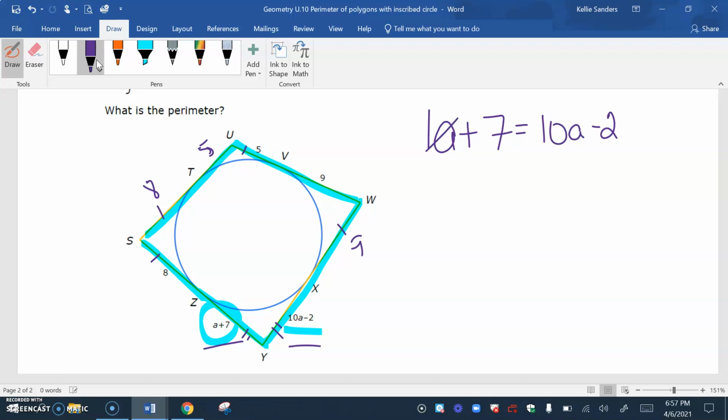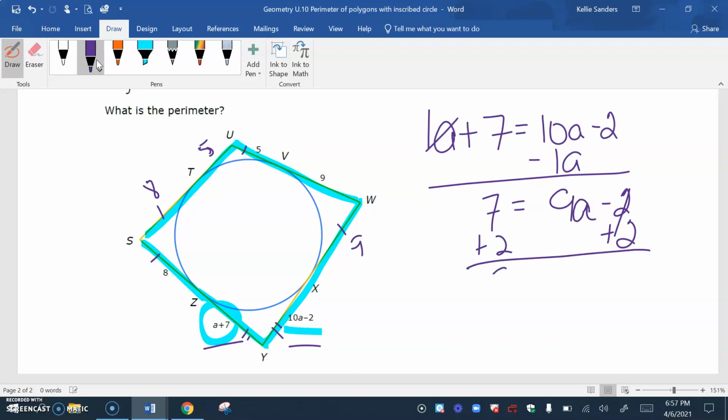That's a 1A, so I'm going to subtract the 1A. Bring down the 7, bring down the equals. 10 minus 1 is 9. Bring down the negative 2. Add the 2. 7 plus 2 is 9. Bring down the equals. Bring down the 9a. Divide by 9. Divide by 9. And our a equals 1.